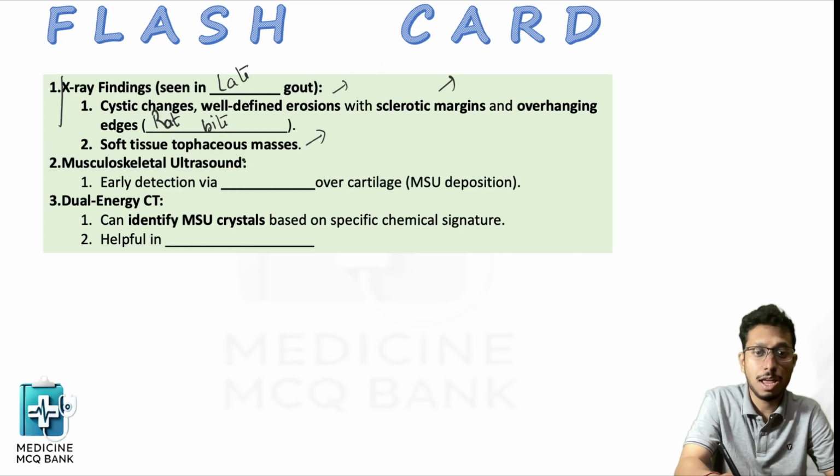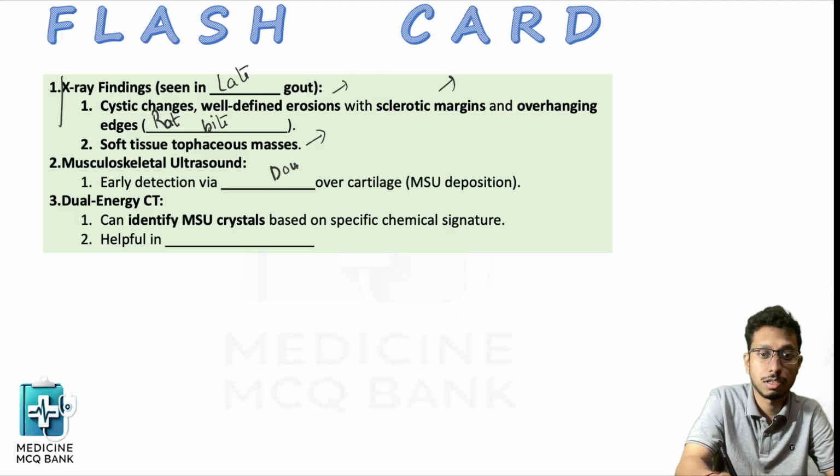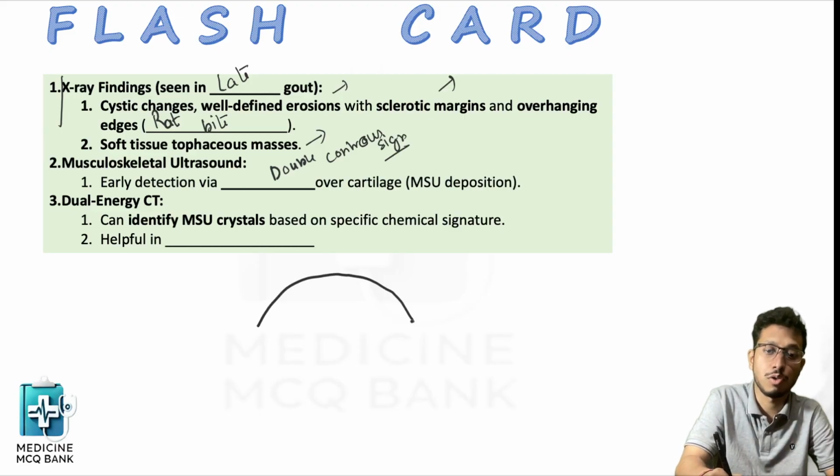Now, when to go for MSK ultrasound? MSK ultrasound helps in early detection via a specific sign over cartilages. This sign is known as the double contour sign. Okay, so there is one margin of the joint as well as another margin due to the monosodium urate crystal deposition, known as the double contour sign over the cartilages.